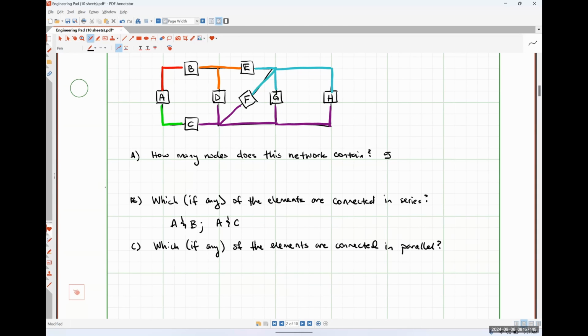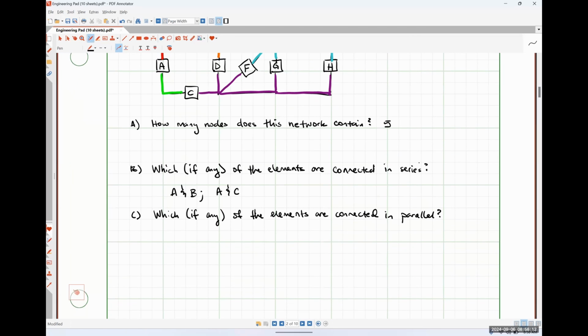Okay. All right. Which of the elements are connected in parallel, if any of them? Yes. F, G, and H. So F, G, and H all share that, I don't know, turquoise-ish node in the top right. I'm bad with colors. And they all share that purple node on the bottom. So absolutely correct. F, G, and H are all connected in parallel.